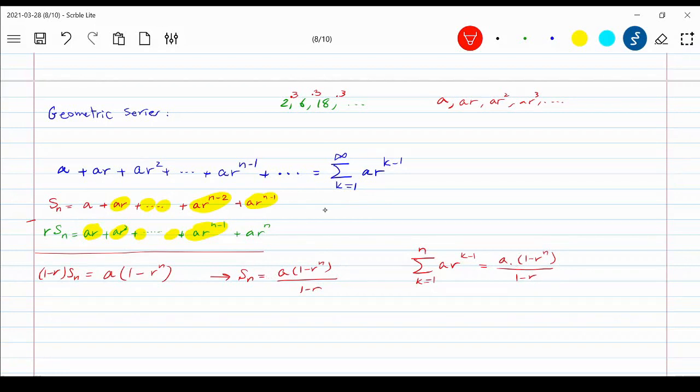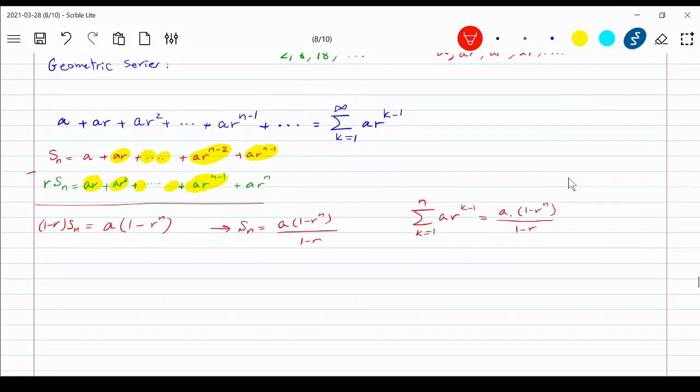Okay, so what can we say about the convergence of the geometric series? This is maybe the main thing that I wanted to talk about. What we can say is, let's figure out what is the limit of that Sn as n approaches infinity, which is basically the limit of a, where a is a constant, times 1 minus r^n, divided by 1 minus r, as n approaches infinity.